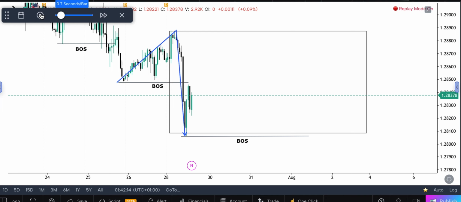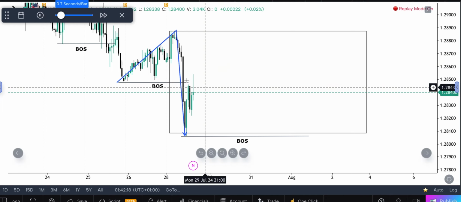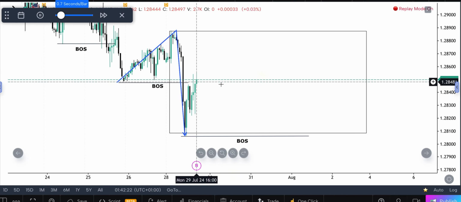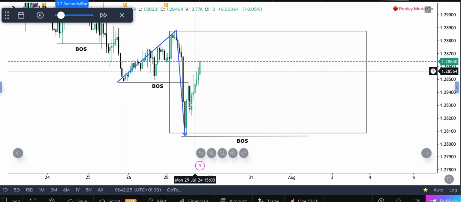So you can see all this movement that is happening inside this box that I drew is internal structure. After price does this pullback, it is pulling back to correct itself. So I want price to align with the external structure so I can sell.